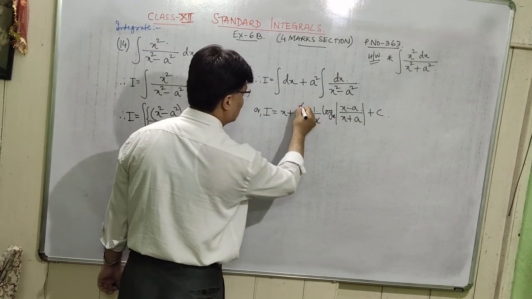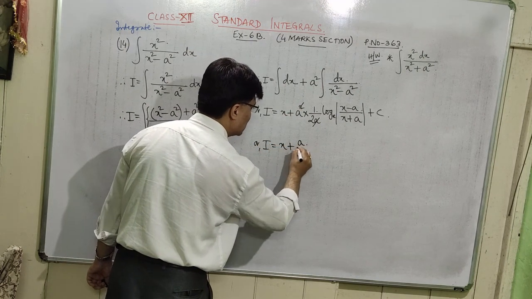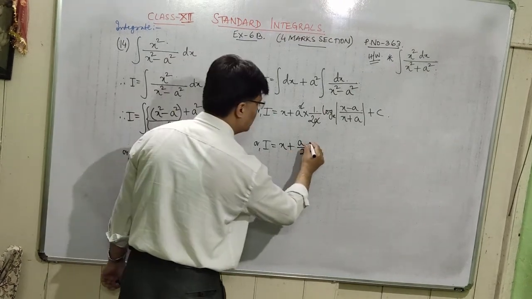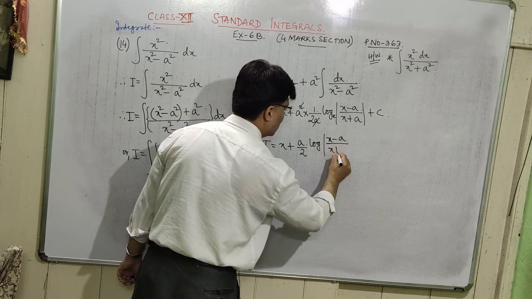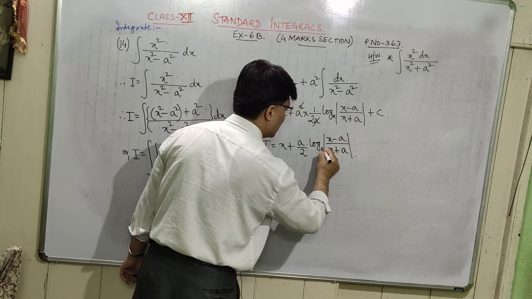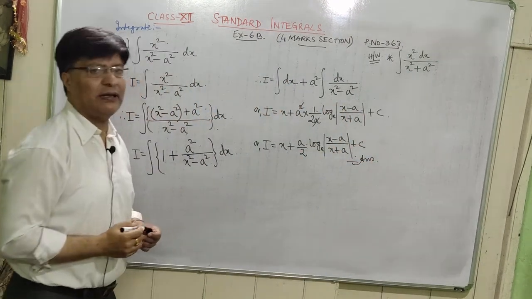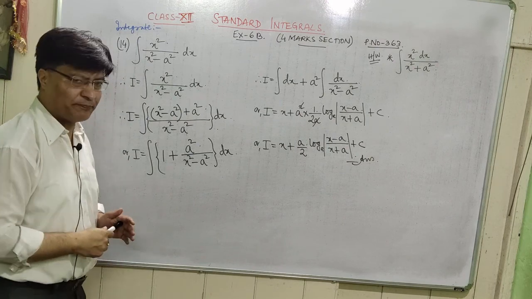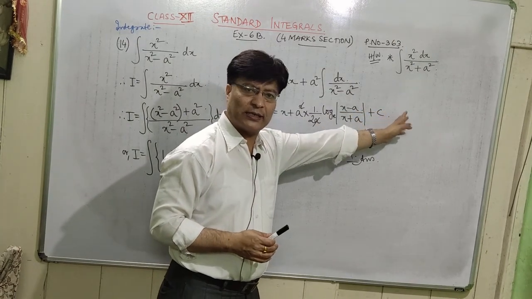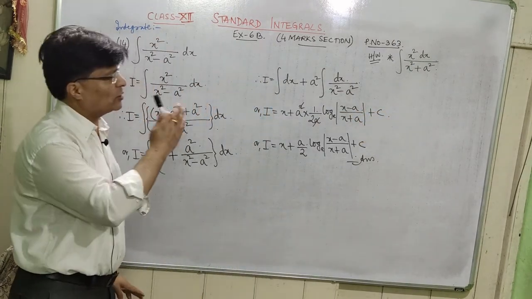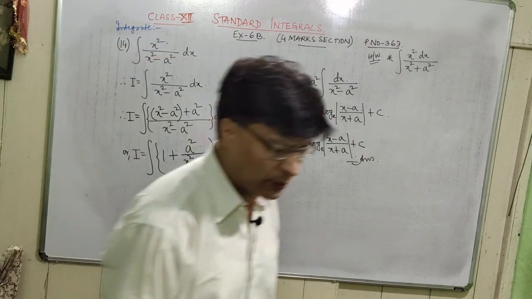Here you can cancel this, a and square will be cancelled. So I is equal to x plus a by 2 log within mod x minus a upon x plus a, mod sign close, the base is e, then plus c. So this is the final answer. I think you've understood it. You can copy it. Similarly, you can do this problem, the integral of x square dx divided by x square plus a square. This is your homework. Okay, you can copy it. Now we'll do the next problem.